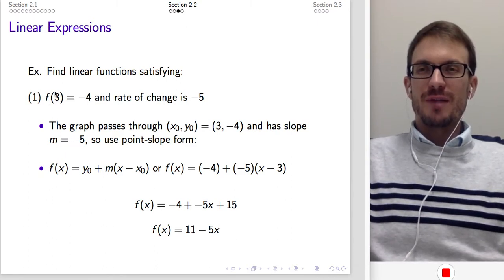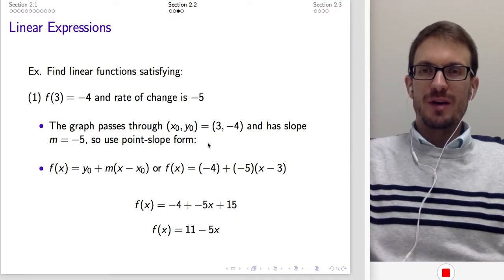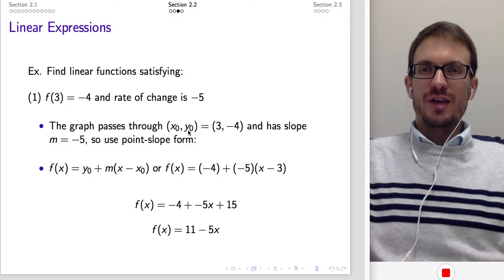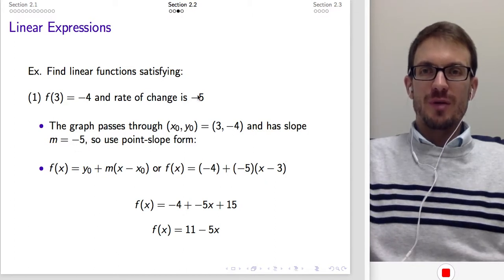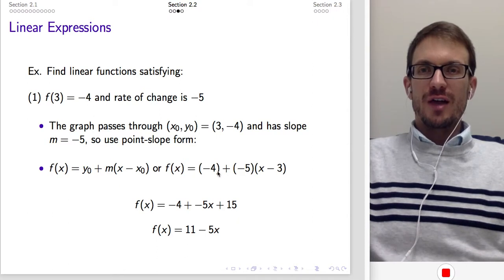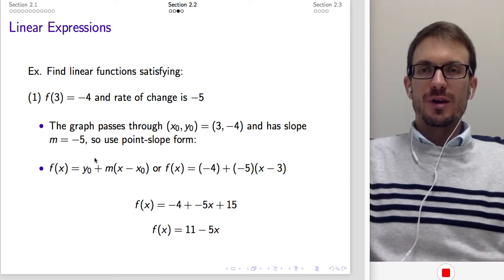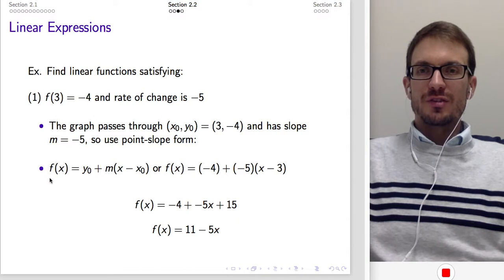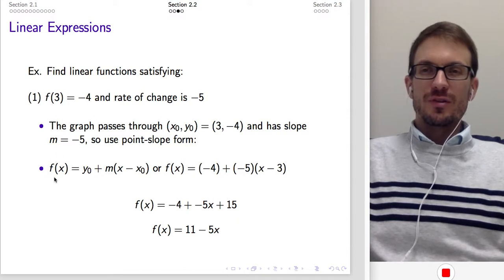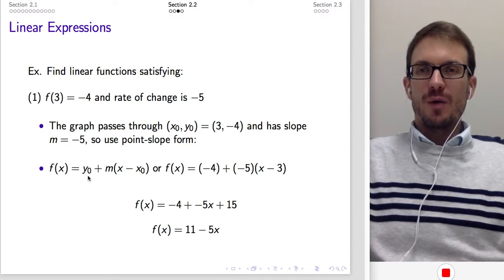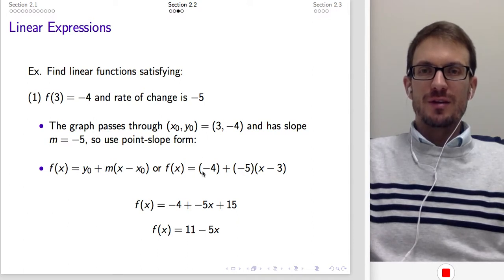This tells me that my x is my input, so my x is 3, and my y is my minus 4. So here's my point: (x naught, y naught) is just (3, -4). It has a slope of minus 5 because that was my rate of change. I can just evaluate using this formula. So f of x stays the same, my y naught is my minus 4, my m is my minus 5, x stays the same, and then my x naught is my 3.